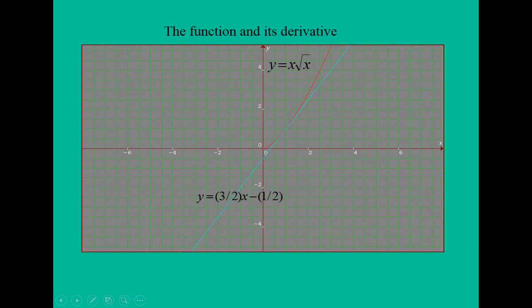Here's the graph of x times the square root of x, the red graph, and then I just graphed y equals 3/2 x minus 1/2, and you can see its tangent when x equals 1.